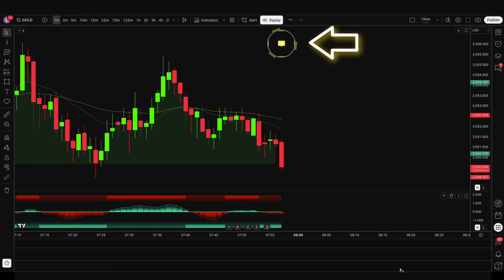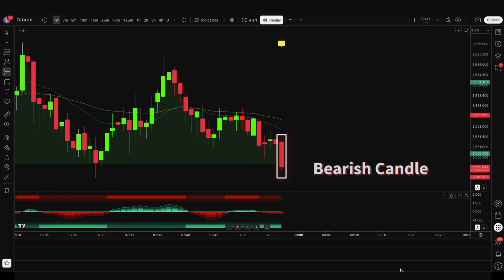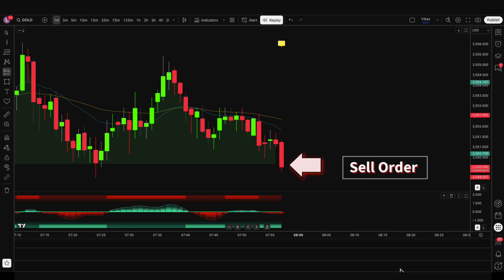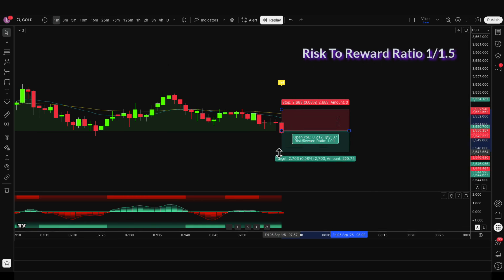Here the chandelier exit indicator gives us a sell signal. Here the yellow line of the EMA indicator is above the turquoise line. Here the efficiency weighted order flow indicator is red color. Here the market has made a bearish candle to give confirmation. So all our conditions are being fulfilled, so we are placing an order to sell. Our stop loss is to be placed at the previous high of the market, and the risk to reward ratio will be 1:1.5.